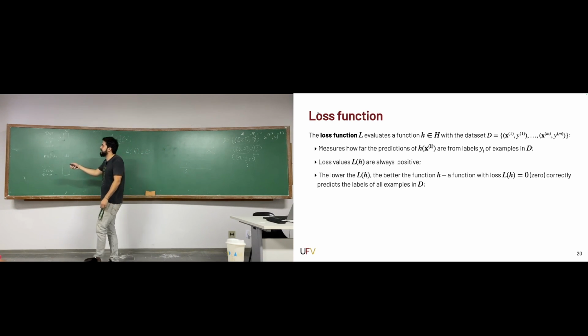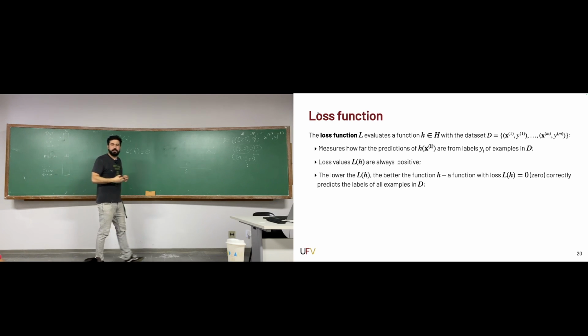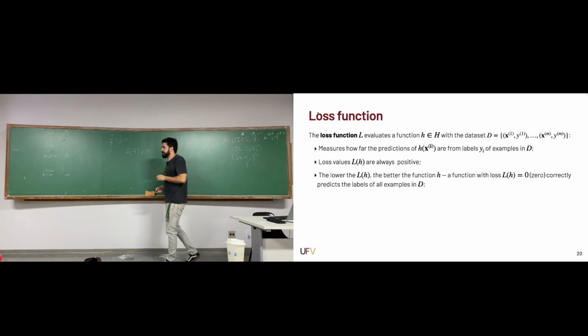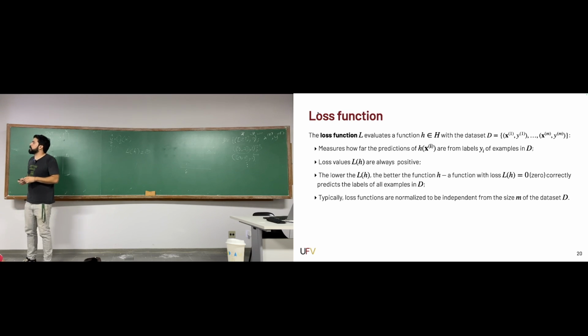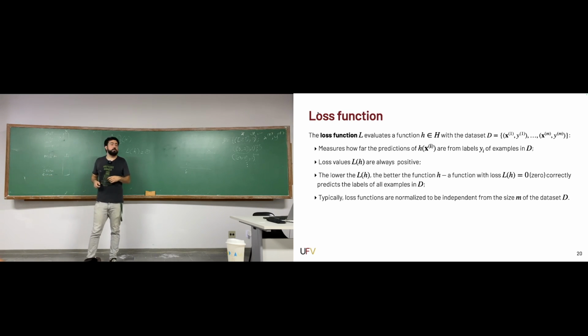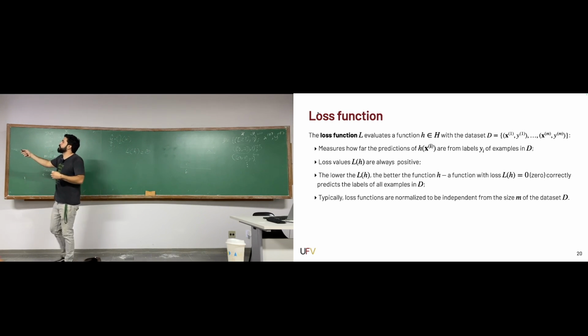Don't forget, this is the data set you have access to. This doesn't mean you are doing well on unseen examples. Right? And just for practical purposes, loss functions are normally independent from the size of m. So we normally normalize them. We're just going to divide the result. Whatever function we use, we normally divide by the size of m, which is the number of examples.